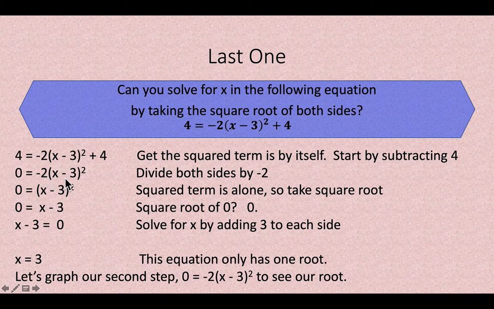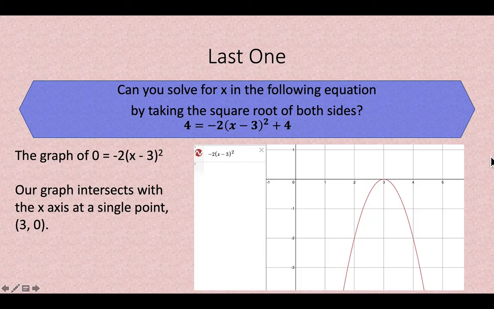So we've got the negative 2 times the quantity x minus 3 squared. Let's graph that. So here we have the graph of 0 equals negative 2 times the quantity x minus 3 squared. And we see that it only touches, it just kisses the y equals 0 line. So there's only one point where the graph intersects the axis. And that single point is 3, 0.